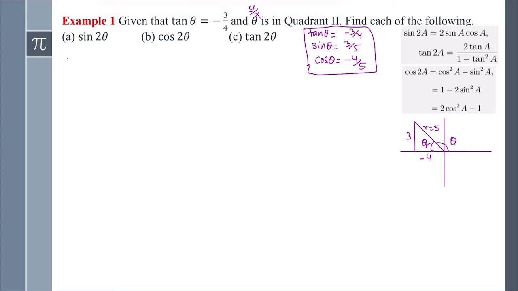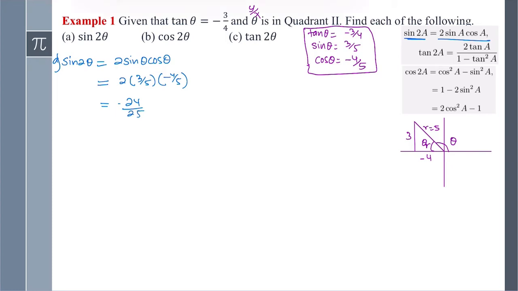A is sine 2 theta. The identity for sine 2 theta is 2 sine theta cosine theta, which equals 2 times sine theta, which is 3/5, times cosine theta, which is negative 4/5. If we multiply this, we get negative 24 over 25.